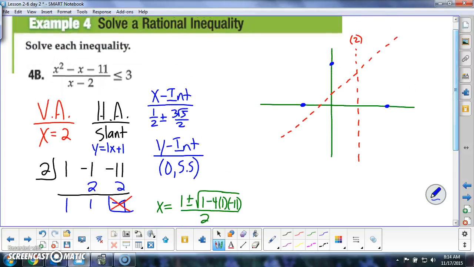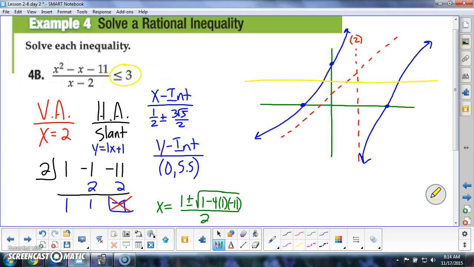So my graph should approach the asymptote and then flatten out towards that asymptote, which means on this one I'll get closer to that asymptote. The graph kind of looks like this. Now we're going to have to put a horizontal line at 3. If I put a horizontal line at 3, you have to tell me when the graph is below that yellow line. So we'd have all of these points, and then all of these points.